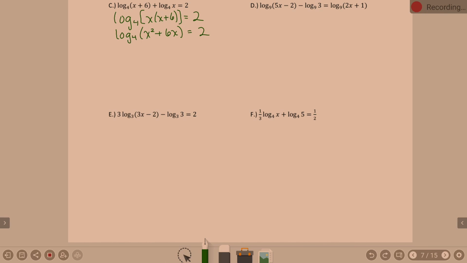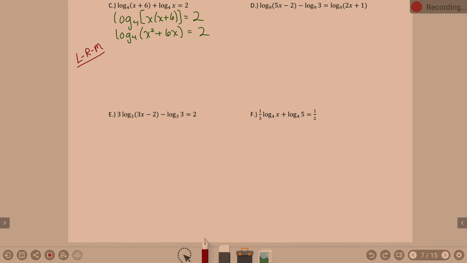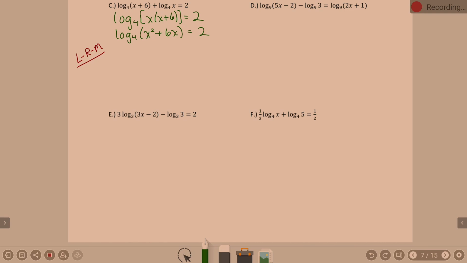Now, okay, it was already stated, but what's the catch here? Do I have 2 logs where I can just drop the logs? No. I have 1 log equal to a number, so we have to take a different route. And what is that route? Is it left, right, middle? It is left, right, middle. LRM is my abbreviation as a reminder. In other words, I can't solve this in its current form. I have to change it.